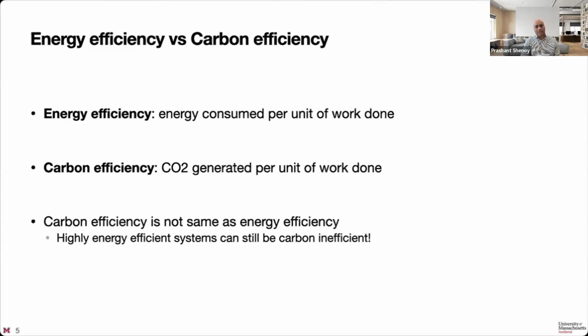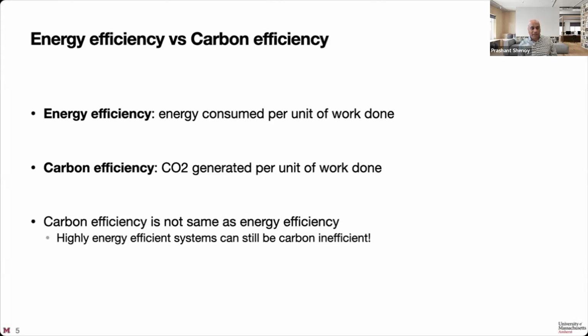So for example, let's take a data center that is highly energy efficient. Let's say one of the ones that are built by a company like Google. They build the most energy efficient data centers in the world today. But if this data center is located in a grid region where the electricity is being generated, let's say by coal plants, this energy efficient data center will still have a high carbon footprint. So it's an energy efficient system, but it's not carbon efficient. Okay? And the reverse is also true.